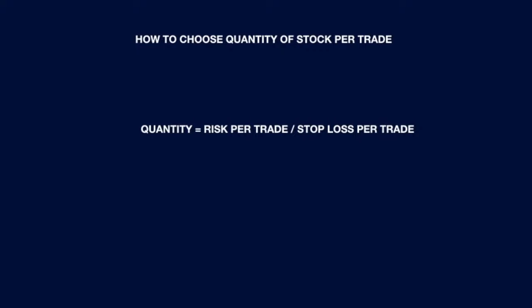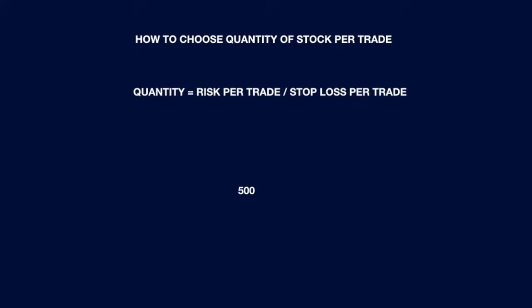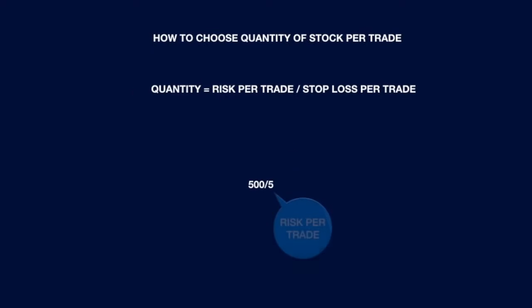Now for him to decide how much quantity he needs to trade, he needs to follow this method. 500 rupees, that is his risk appetite per day, we need to divide it by the stop loss amount. So let us say his stop loss per stock is 5 rupees. So 500 rupees divided by 5 is 100. So the maximum quantity he can buy is 100 quantity. Okay? Even if he loses that trade, he will lose only 500 rupees. Whatever is his capital, it will still be there.